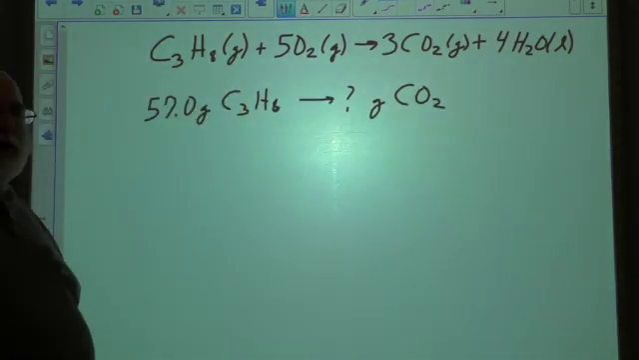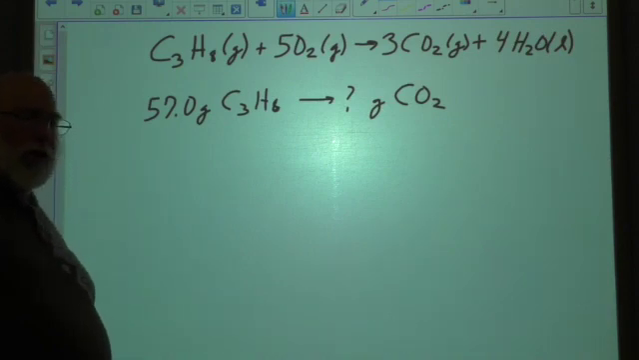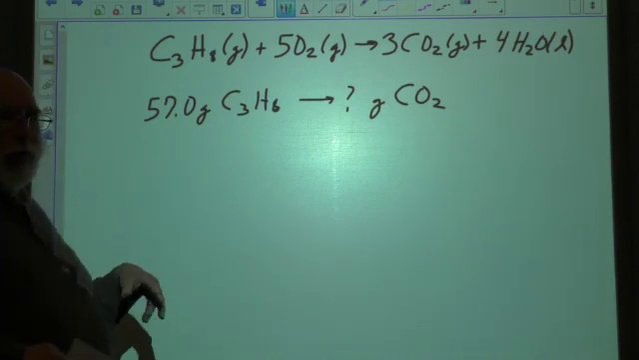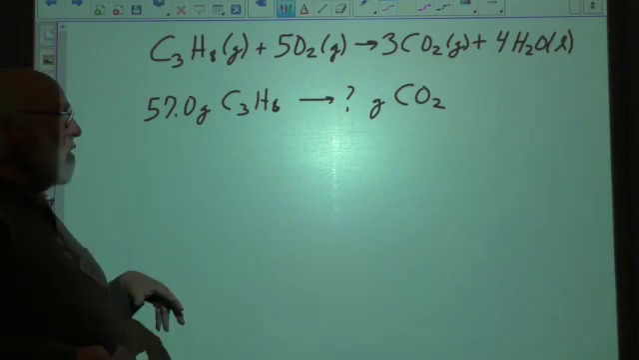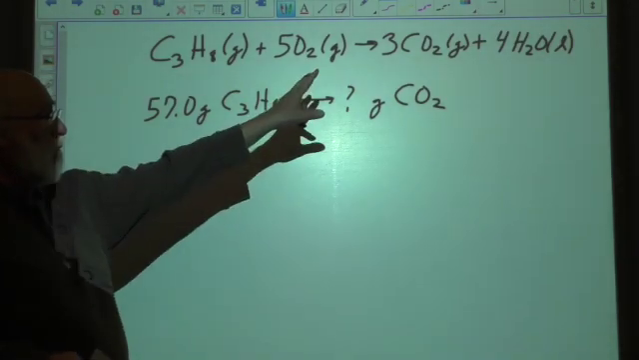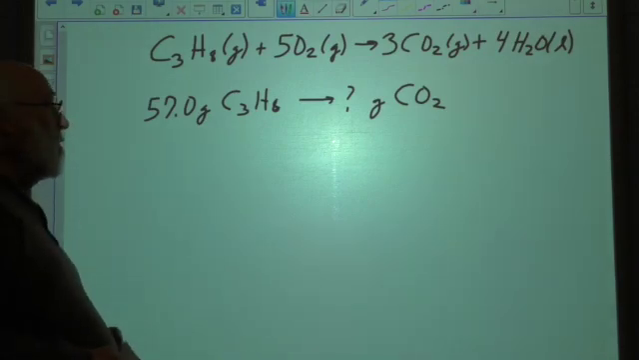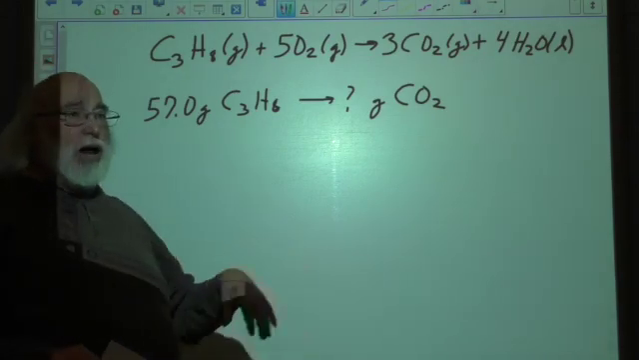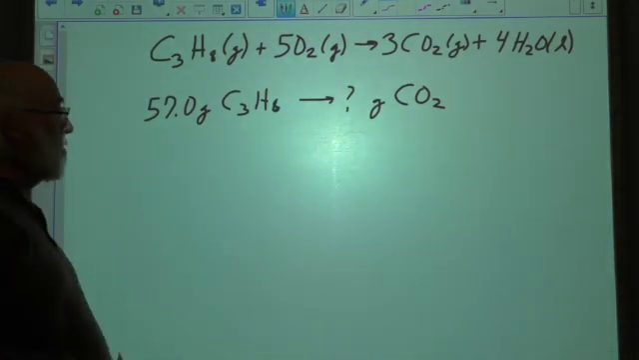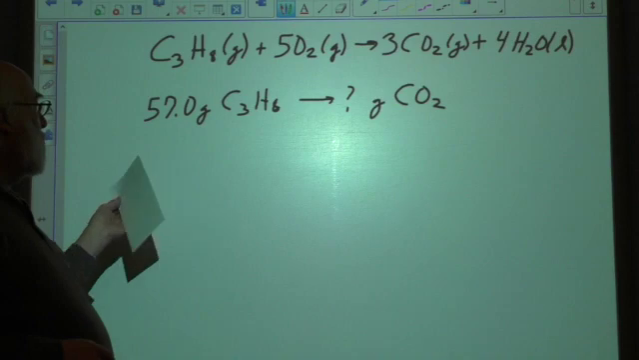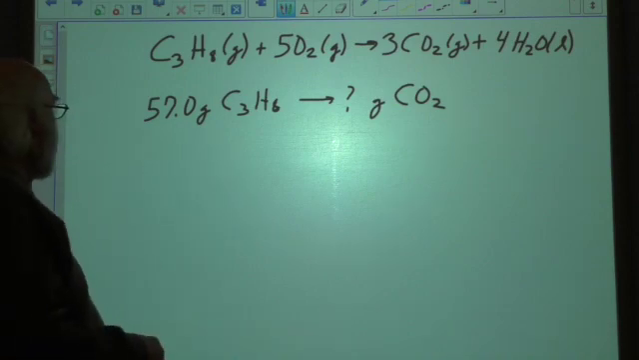A rather pertinent question for this time when people are concerned about global climate change. This is one of the culprits. Propane is a very common gas to burn, and one of the two main products from that is carbon dioxide. And carbon dioxide is the one that people are really concerned with. So let's see how many grams of carbon dioxide we get from 57 grams of propane.